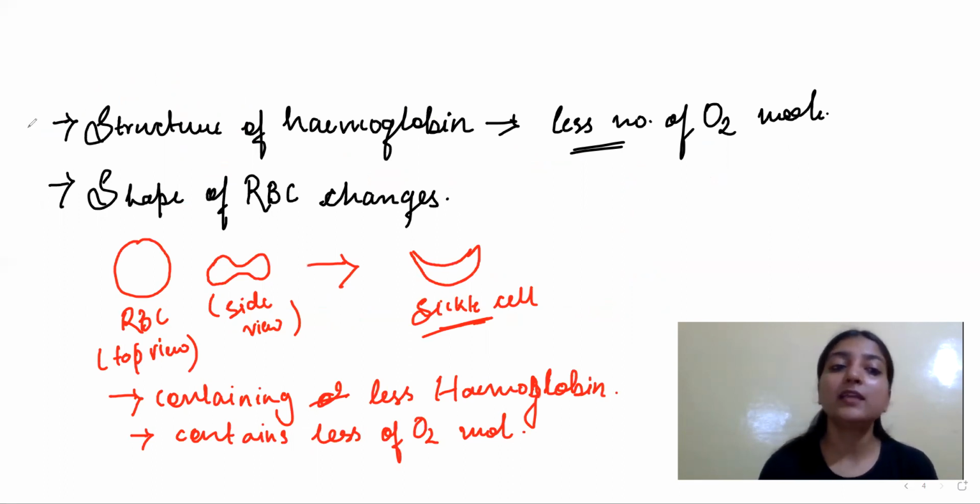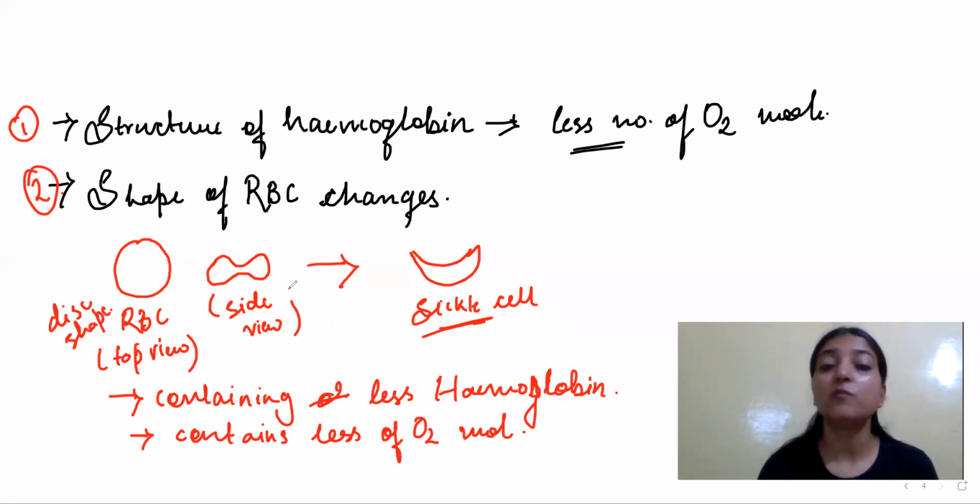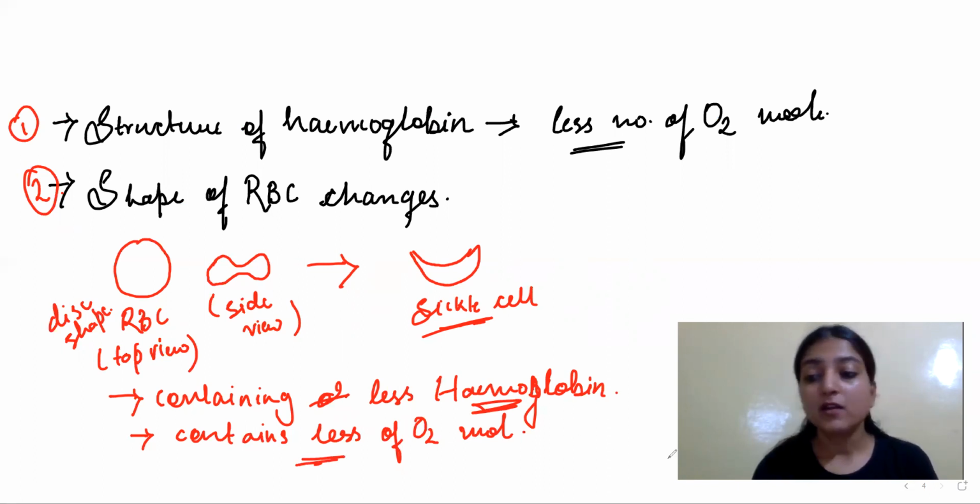And the second thing is the shape of RBCs changes. If you see it from the top view, it is a disc shape, right? And if you see it from the side view, it is biconcave. But because of the sickle cell anemia disease or the point mutation shown, the RBC appears as a sickle cell shape. Okay. Because of which it contains less hemoglobin, and because of which it contains fewer oxygen molecules, right?